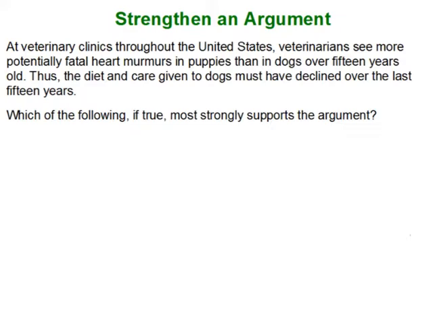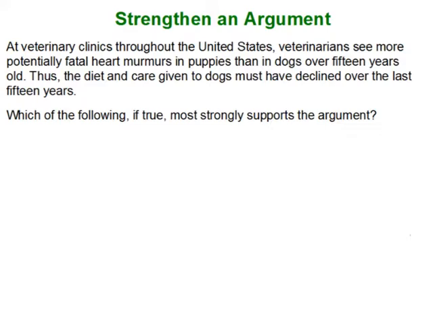Now, this is a pretty bad argument, and this is something that you'll notice often on the GRE, is that these arguments are very needy in terms of assumptions. They need a lot of assumptions in order to make these arguments work. So sometimes, actually, when we have the largest gap to fill between the premise and the conclusion is when it's the hardest to anticipate what our answer could look like. So what's going to strengthen the argument that the diet and care given to dogs has gone down?